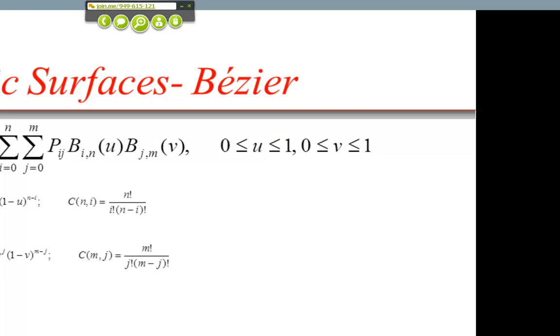When you expand its Bernstein polynomial, you get an m choose j as the coefficients, and then v to the j, 1 minus v to the m minus j.